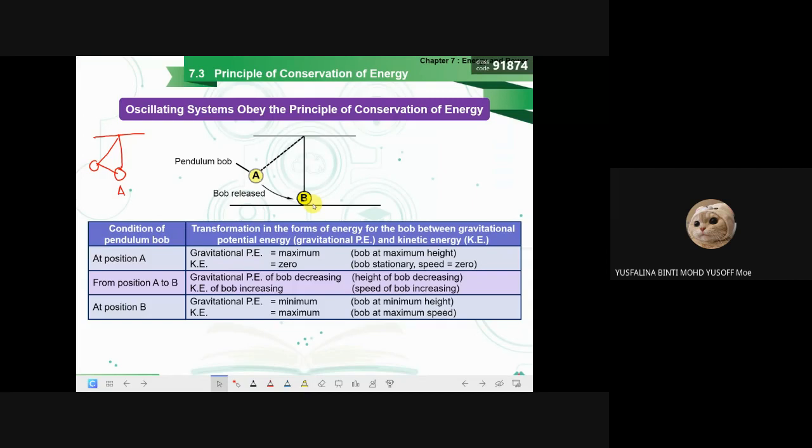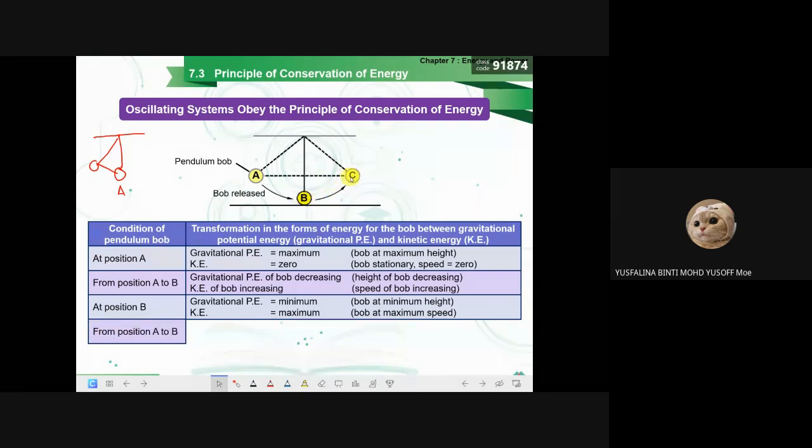Okay, and then it oscillates to C, right? Before it oscillates to C, let's see what happened from position B to C. At B, what is the highest energy that it has? It has the highest energy of the KE, right? So when it starts to move to C, you can see there is a change of position here, right?